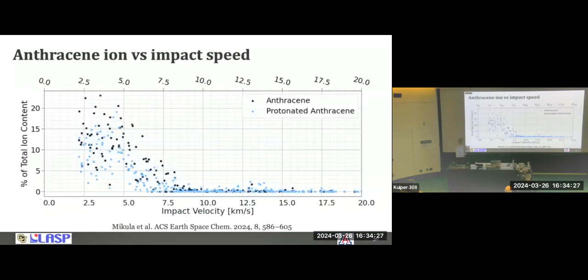Now this is one important plot where you see how, as a function of velocity, you can detect your anthracene mass or the protonated anthracene mass. And then you can see that it makes up about 15% of all ion counts up to a velocity of about, say, 4 or 5 kilometers per second. So this is sort of the speed limit of where you can still detect your intact aromatic molecule.